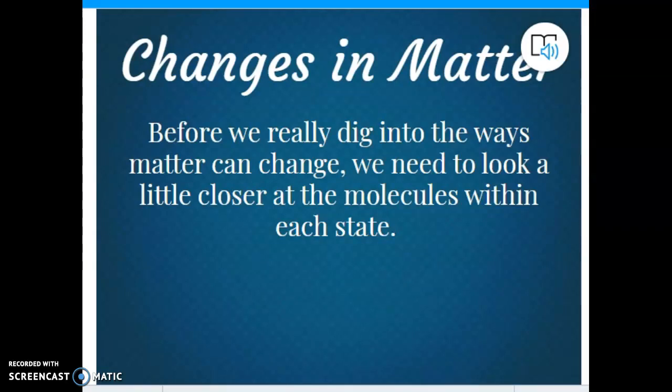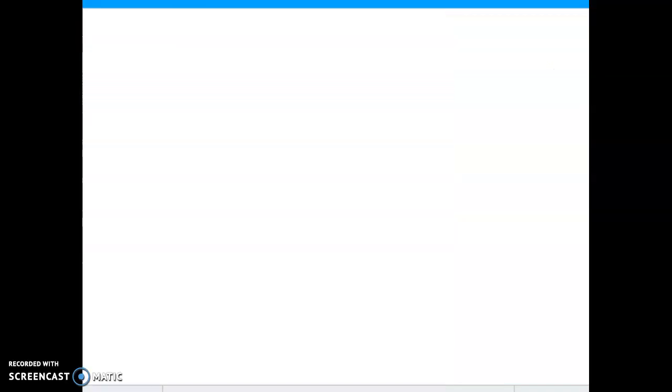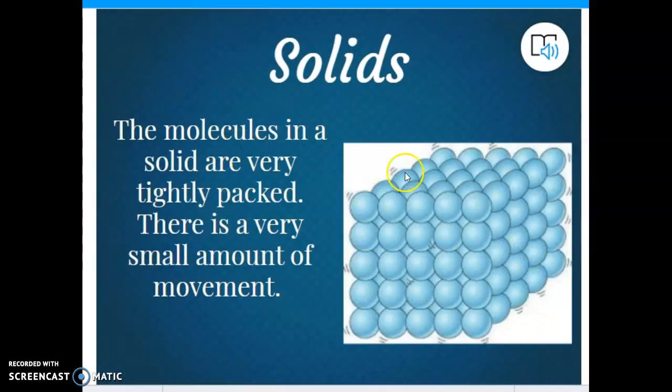Before we dig into how it can change, we've got to look at those molecules again really quickly in this video. You can see here in a solid, and we drew this yesterday. I hope you drew this along with me as if you watched the video. If not, you can do it today. In a solid, the molecules are very, very tightly packed. Now, you see these little lines? That's actually showing that there is a very, very slight amount of movement. We can get into why that does that later on, and how much movement.